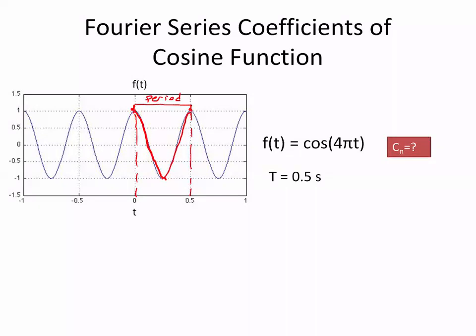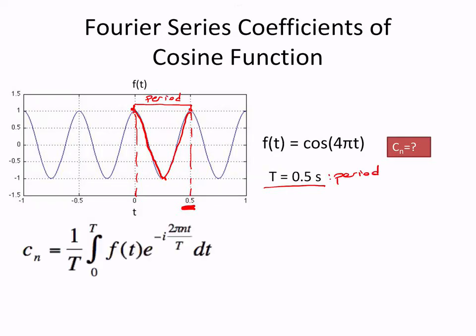And what is my period? It is 0.5 seconds, okay? The first thing that you need to do in such questions is that you should find the period first, because you're going to use them in your formulations like that, okay? 1 over T from 0 to T, f of t, and so on. So this is all about finding the T for the first time.